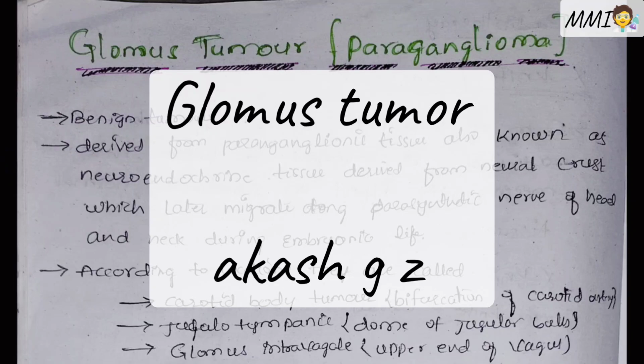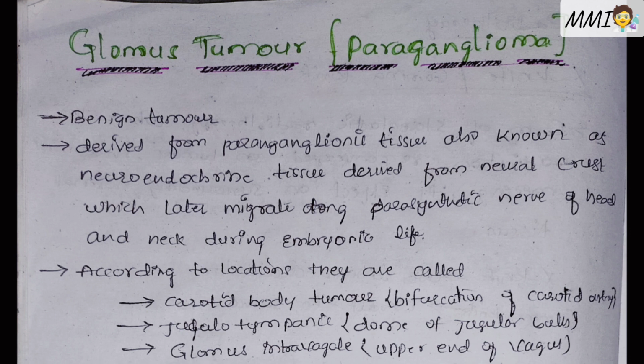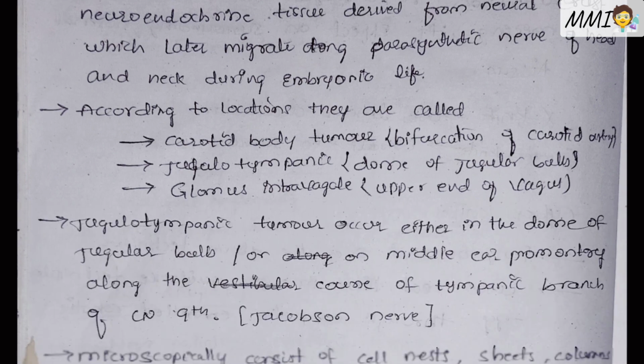Glomus tumor is also known as paraganglioma. It is a benign tumor derived from paraganglionic tissue, also known as neuroendocrine tissue, derived from neural crest cells, which later migrate along parasympathetic nerve of head and neck during embryonic life. Okay, neuroendocrine tumor. That's why they secrete catecholamines.